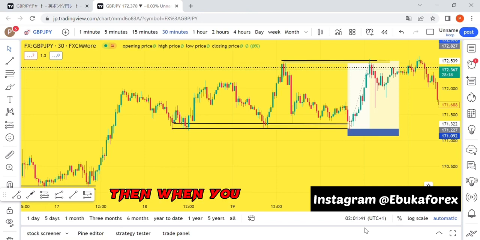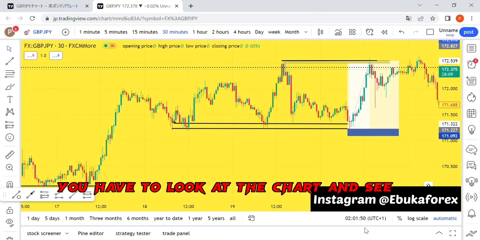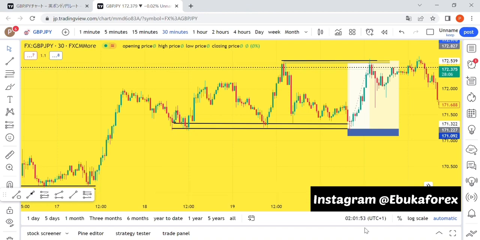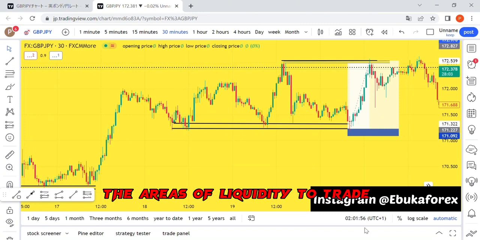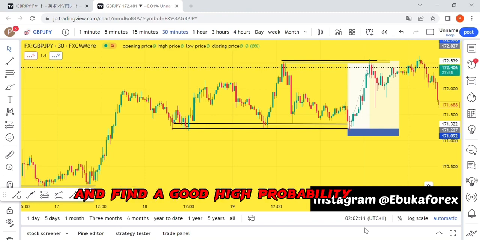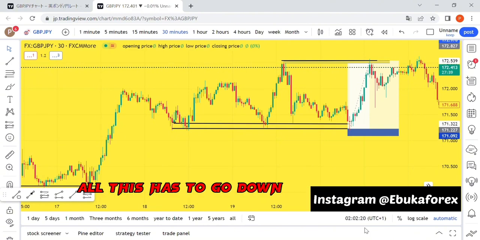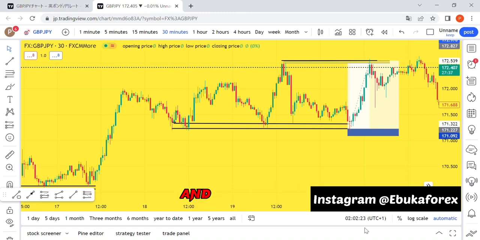Then, when you want to trade the London session, you have to look at the chart and see the areas of liquidity, the liquidity zone. You understand? You have to look for the areas of liquidity in the market. By doing so, it will help you find a good high probability trade with a good risk to reward ratio. And don't forget, all this has to go along with market structure and the Q zone.